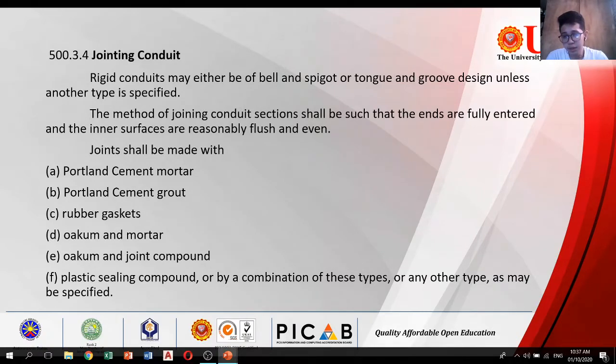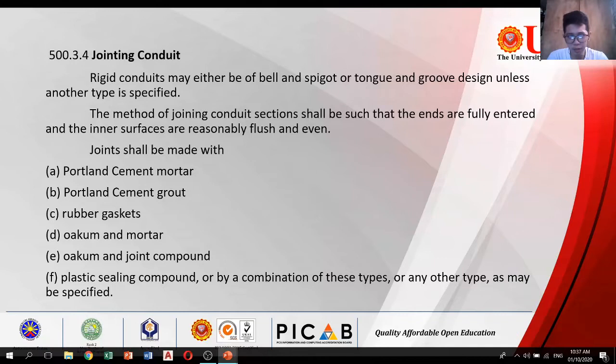Joints shall be made with Portland cement mortar, Portland cement grout, rubber gaskets, oakum and mortar, oakum and joint compound, plastic sealing compound, or by a combination of these types or any other type as may be specified. So oakum, guys, is a preparation of tarred fiber used to seal gaps.